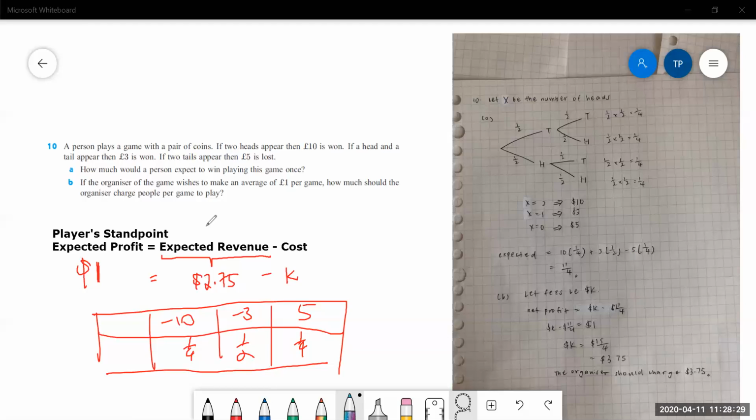Yeah, so I will get minus 2.75 minus k. So these are from the standpoint of the organizer, the expected revenue will be negative. So also the cost would be... Yeah, you're right. Actually, you are right.